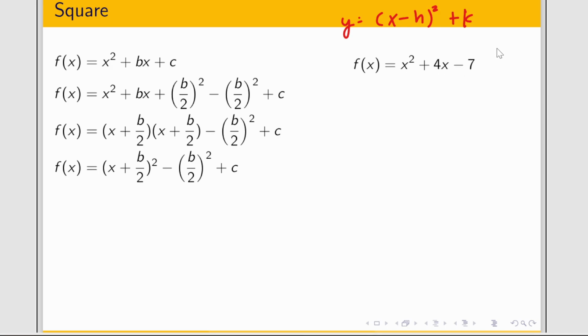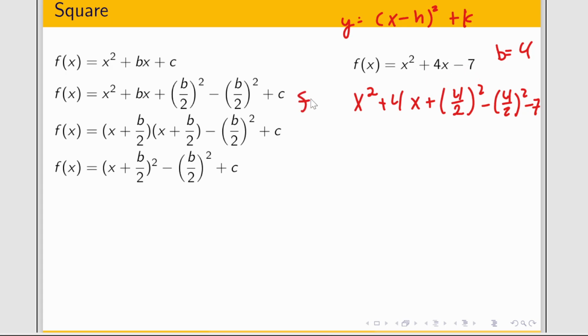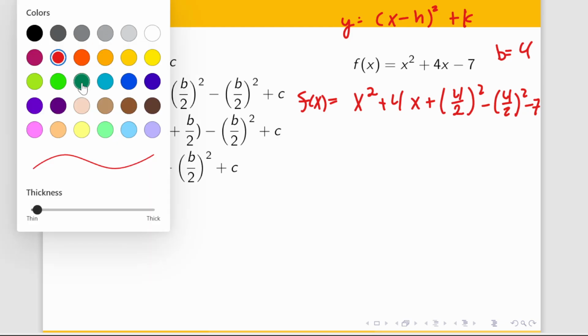So here, what would b be considered? It would be considered 4. So then we can say, okay, let's rearrange this to be x squared plus 4x plus 4 over 2 all squared minus 4 over 2 all squared, and then we still have the minus 7. Since we added and subtracted the same number, I haven't changed the value of the equation. I sort of expanded it out in uncombined like terms so that I can make something super nice happen.